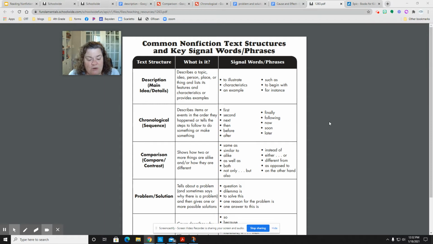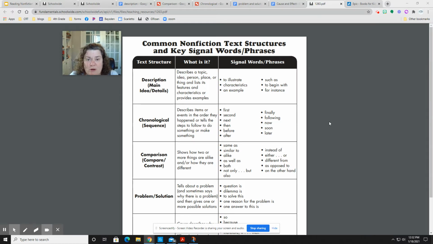Last week, we talked about descriptive and chronological text structures. Our descriptive text structure is where we look at the main idea and details. We have a topic about a person, a place, or a thing, and then we talk about its characteristics and features and describe it, with lots of adjectives and lots of phrases that have sensory details.